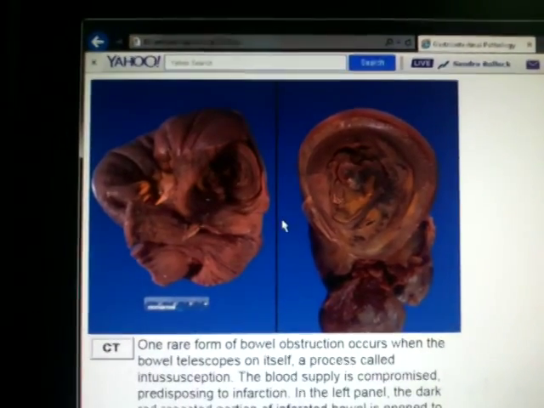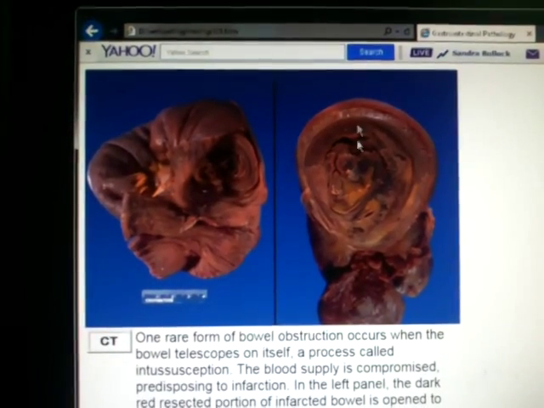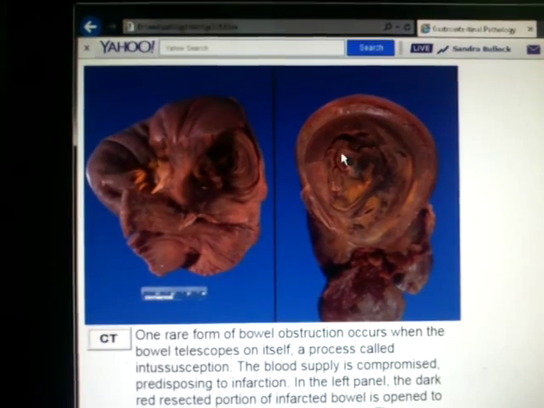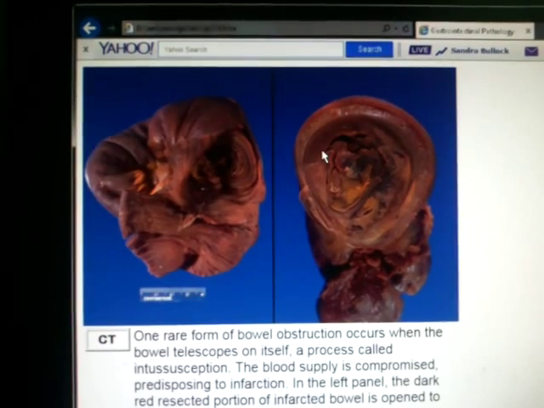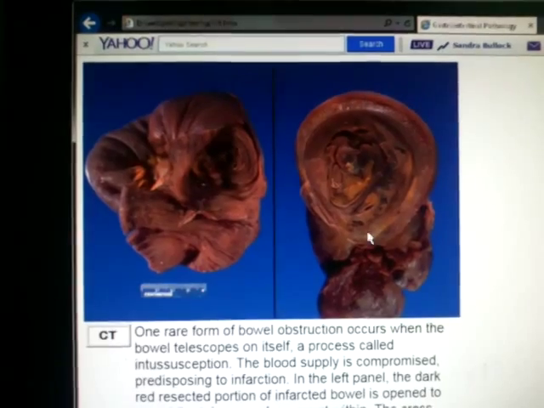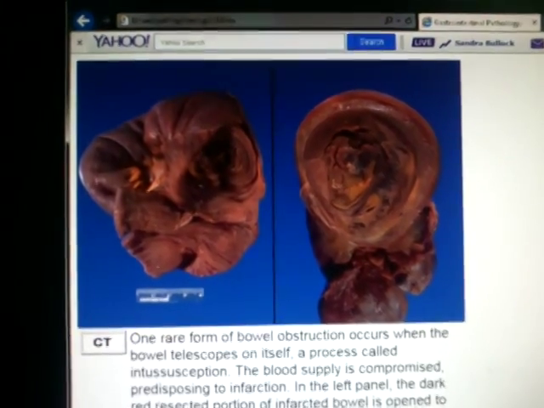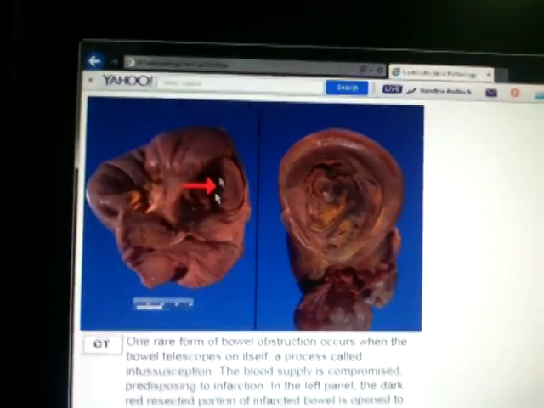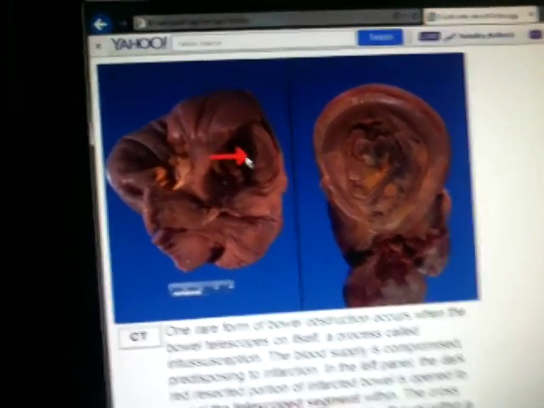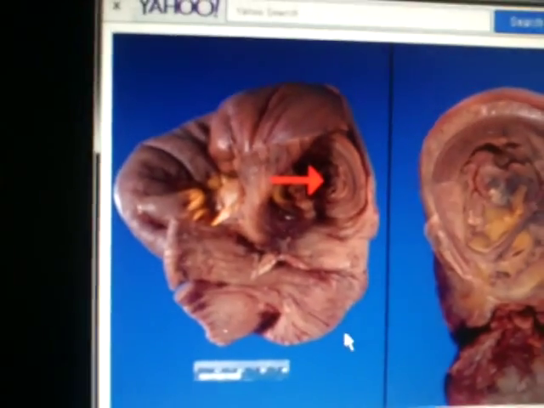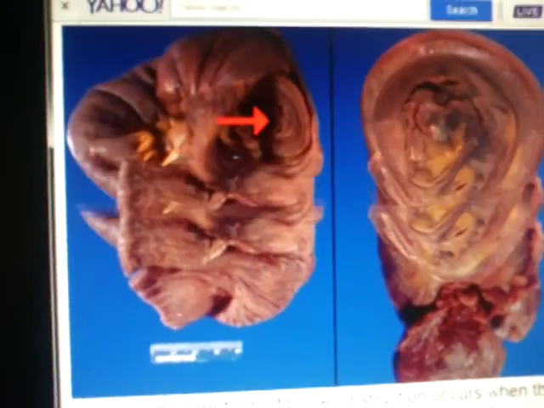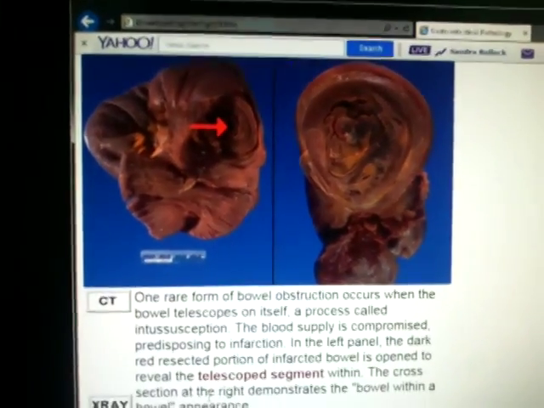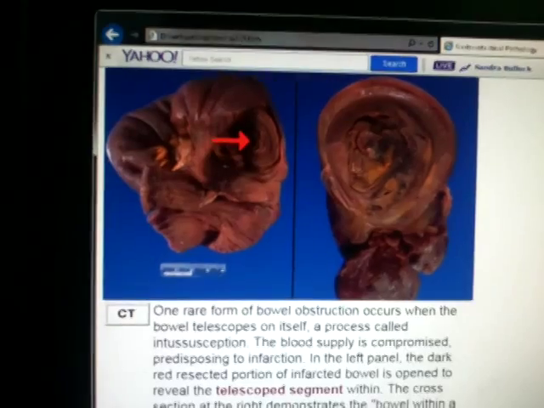This is an example of intussusception. As we said, intussusception is the engulfment of the lumen by itself. Like in this example, we have a lumen inside a lumen. We call it the telescoped segment. So this is an example of the gross appearance of intussusception, and intussusception will lead to intestinal obstruction and infarction as well.